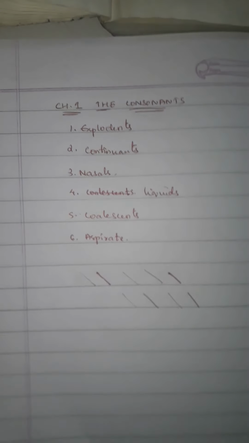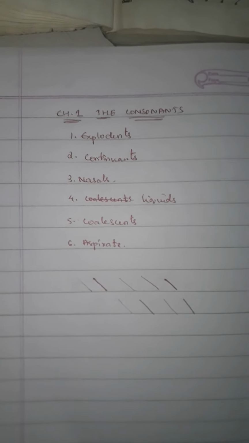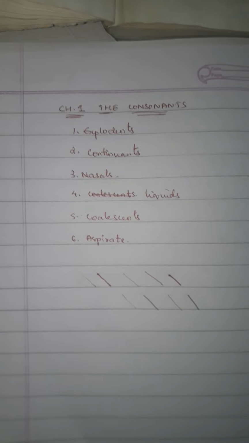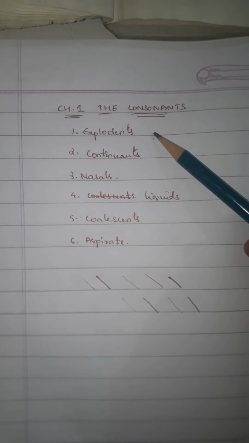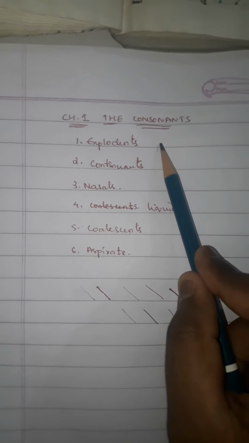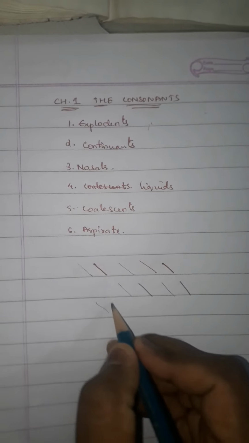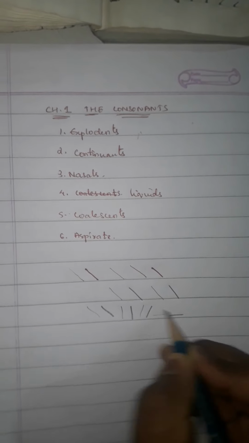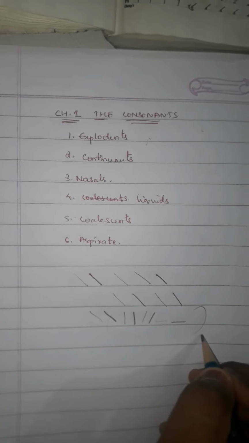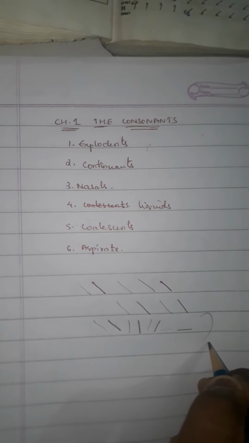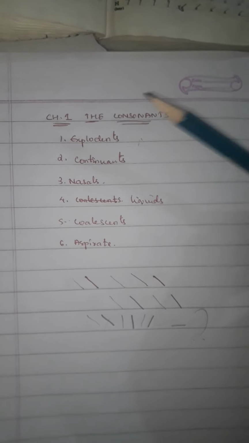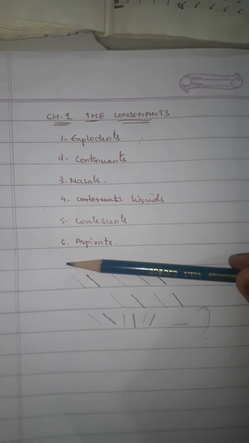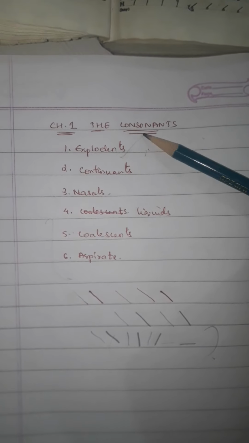Hi friends, in the previous video on consonants, we discussed explodents. In these explodents, we have 8 types: P, B, T, D, J, J, K, G. These are called straight strokes. I told you in the previous video that we have 6 types in the consonants. Okay, we are done with explodents.